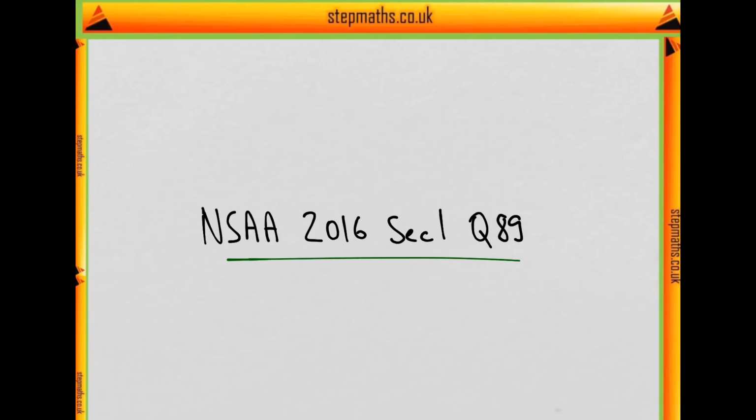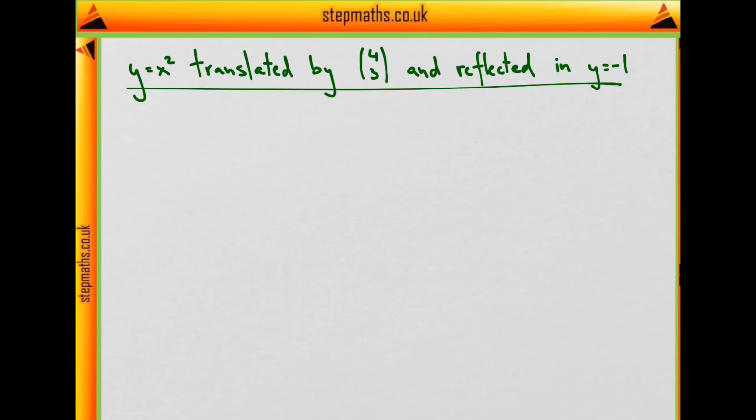In this video, we'll look at question 89 from the 2016 paper. In this question, we have the graph of y equals x squared, and then we translate it by vector (4, 3), that means by 4 units to the right and 3 up, and then we reflect the new graph in the line y equals -1. We're supposed to find the equation of the new parabola.